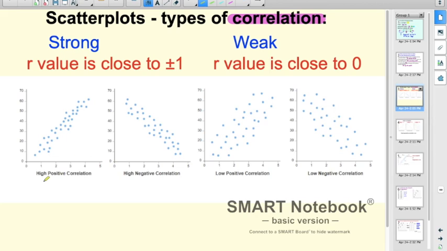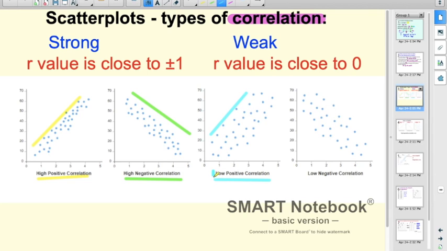So here we have a high positive correlation. It's positive because as we go from left to right, we're going up. Here we have a high negative correlation. It's negative because left to right, we're going down. Here we have a low positive correlation. Again, positive because left to right, we're going up.